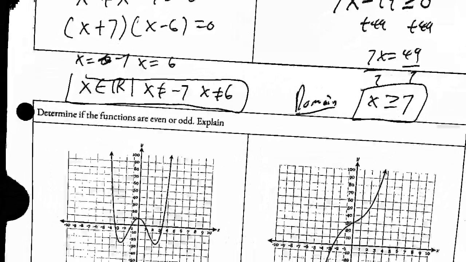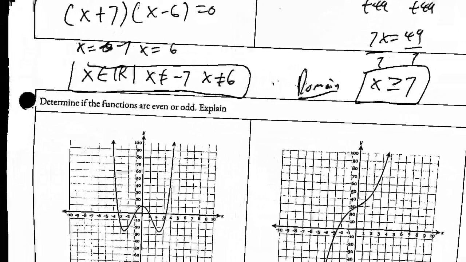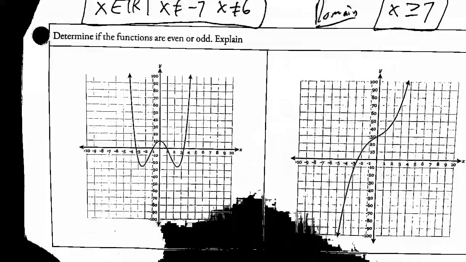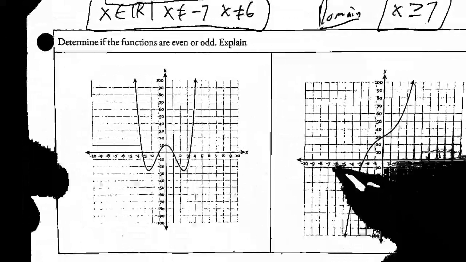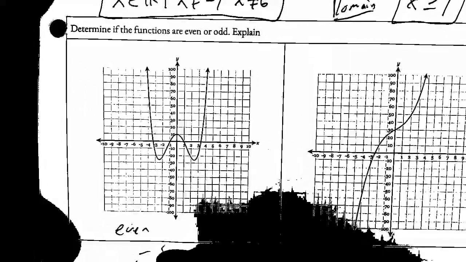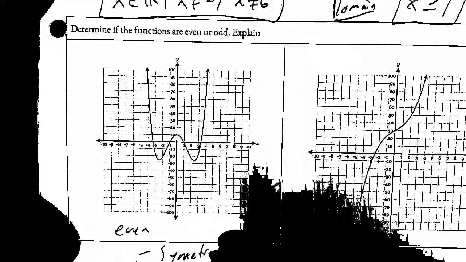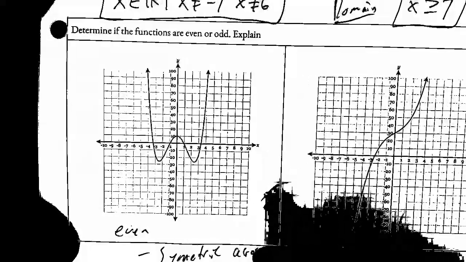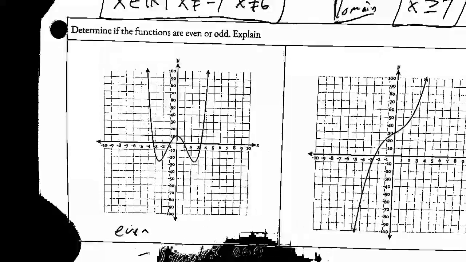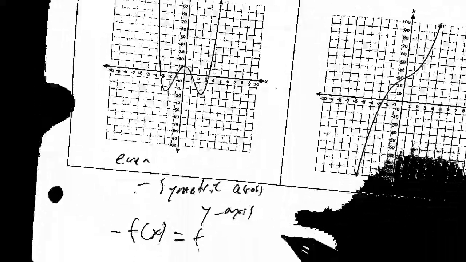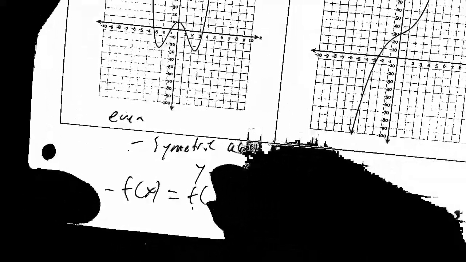Okay, next. Determine if the functions are even or odd. Even functions are symmetric around the y-axis, and we can see here that yes, this is even. Proof could be it's symmetric across the y-axis, and it's also true that f of x is equal to f of negative x.